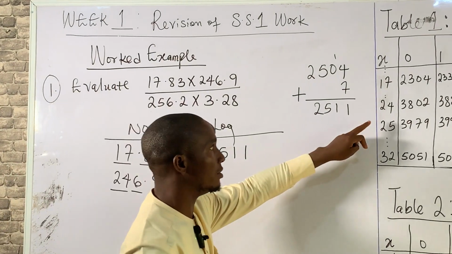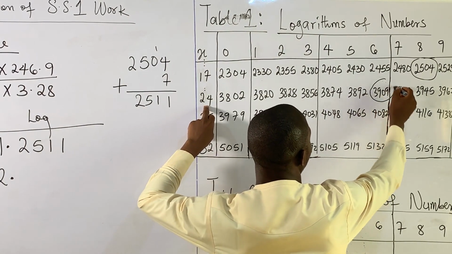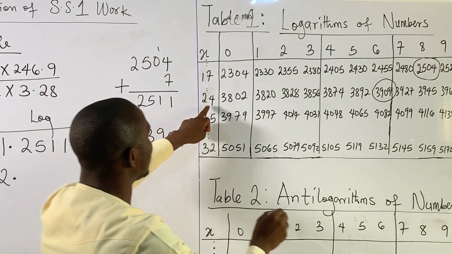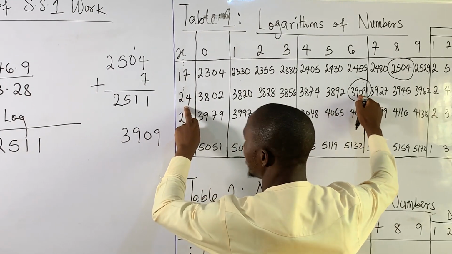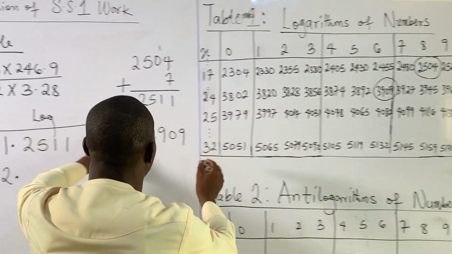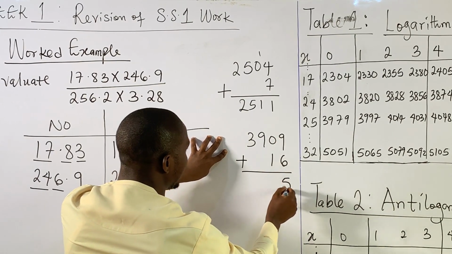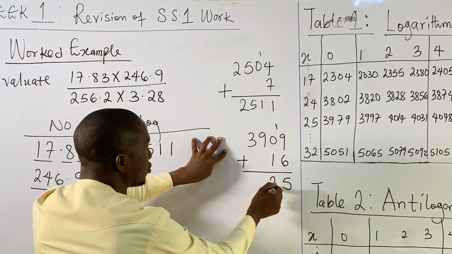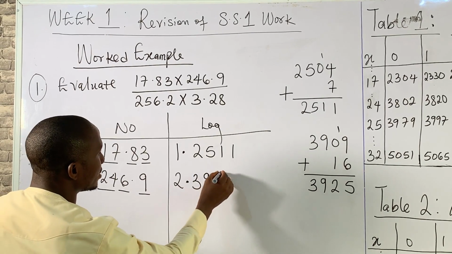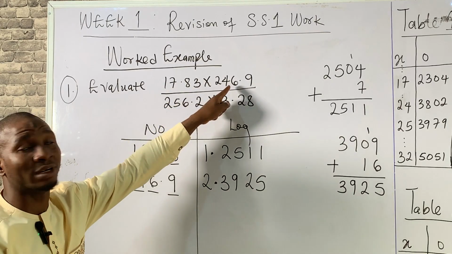So we go to the logarithm tables now. These logarithm tables, 24 under 6, that's 3909. 24 under 6 difference 9. Difference 9 is 16. So we are adding 16. 9 plus 6, 15. Carry 1 here. 1 plus 1, 2, 9, and 3. That will be 3925.